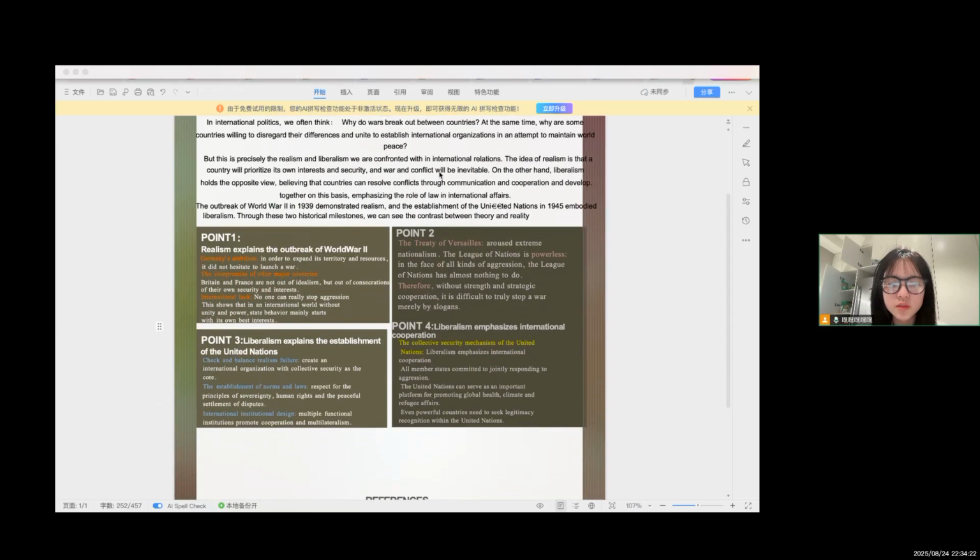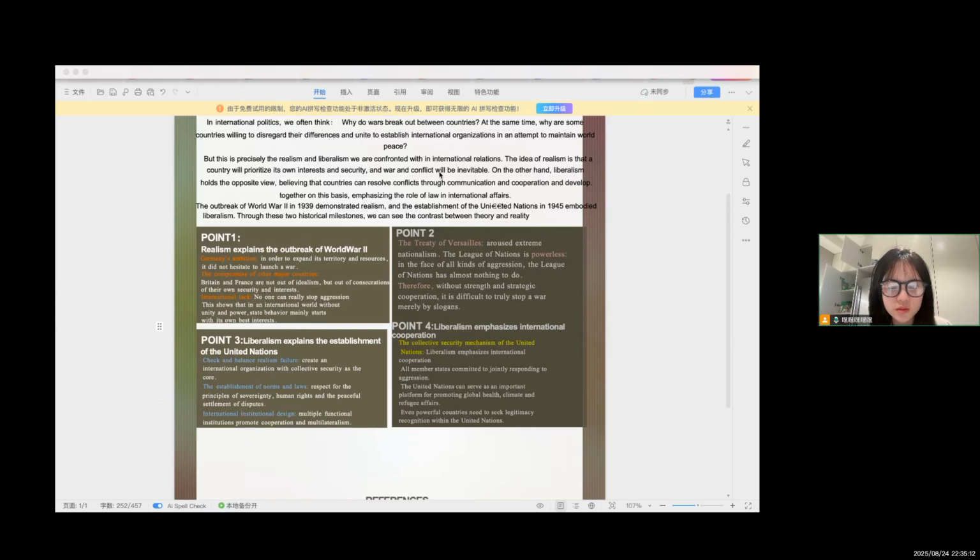And point 3 is liberalism, explaining the establishment of the United Nations and the failure of the balance of power under realism. It created an international organization with collective security as the core, and established norms and laws, respect for the principle of sovereignty, human rights, and the peaceful settlement of disputes.